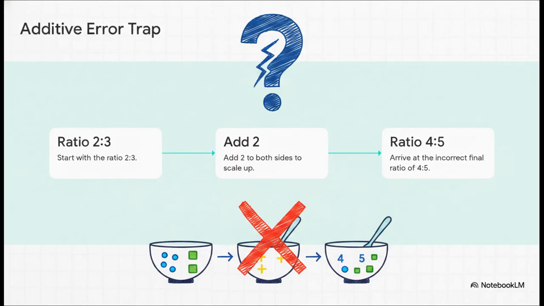Now check out the progression happening here. This right here is the classic additive thinking trap. To scale up the ratio 2 to 3, the student mistakenly just added 2 to both sides, arriving at 4 to 5. But remember that ruined recipe from earlier? Ratios absolutely do not maintain their proportionality through addition. Adding completely changes the fundamental relationship between those numbers.